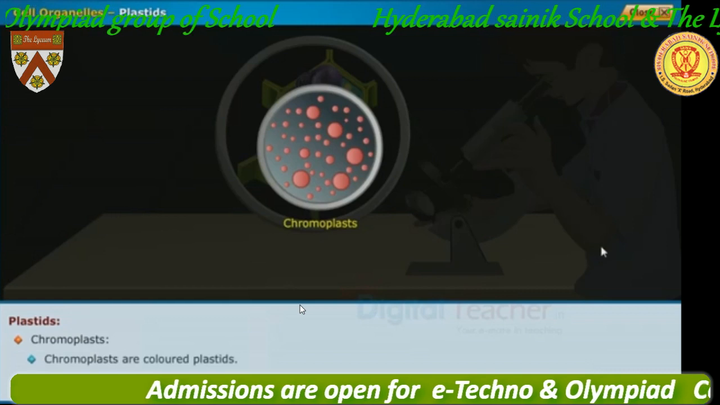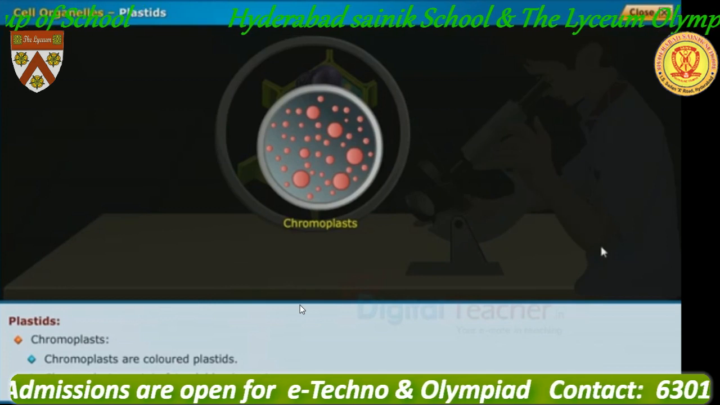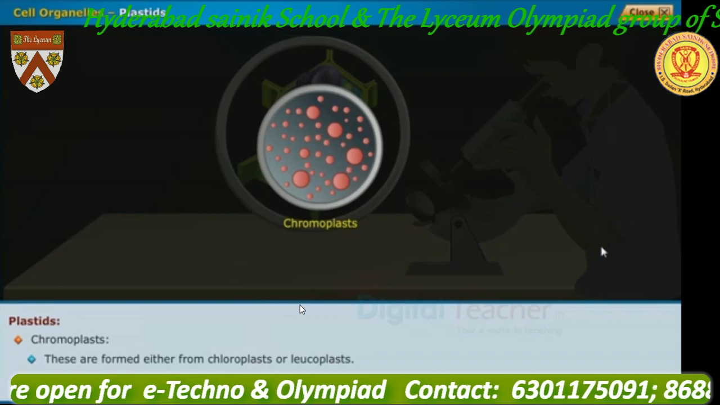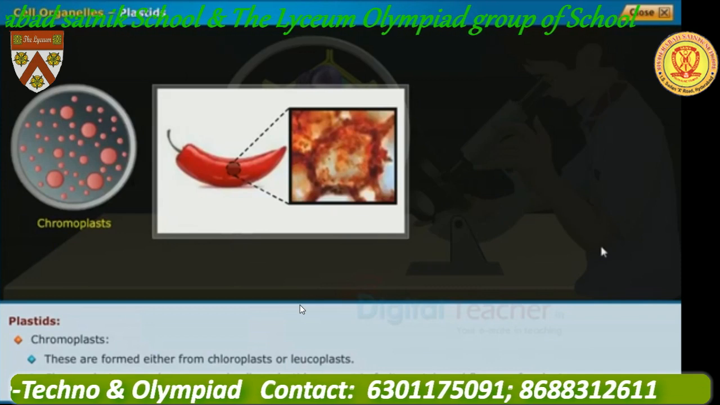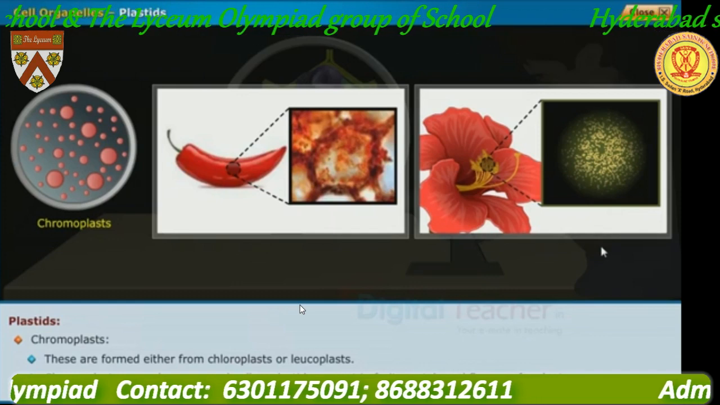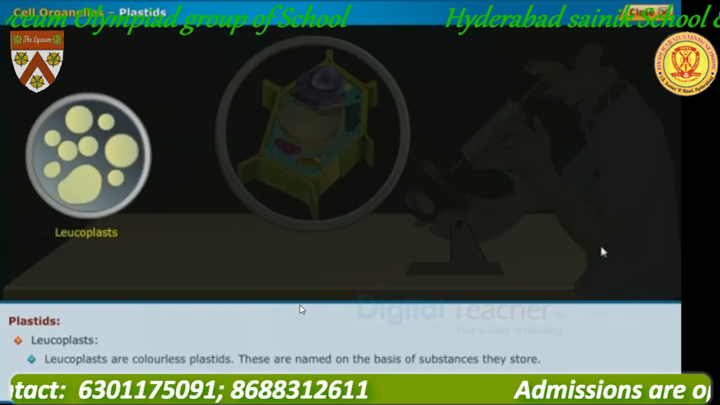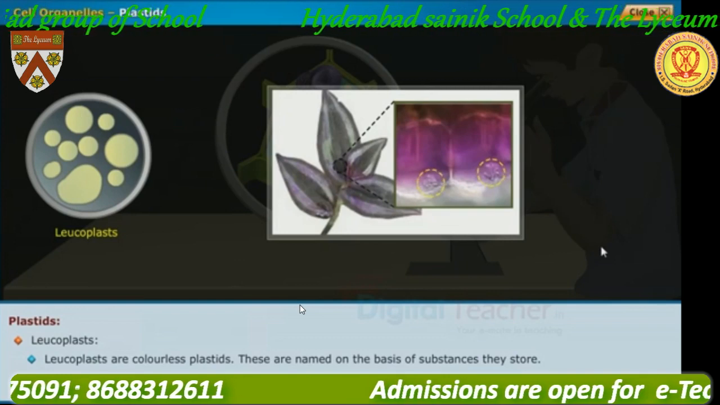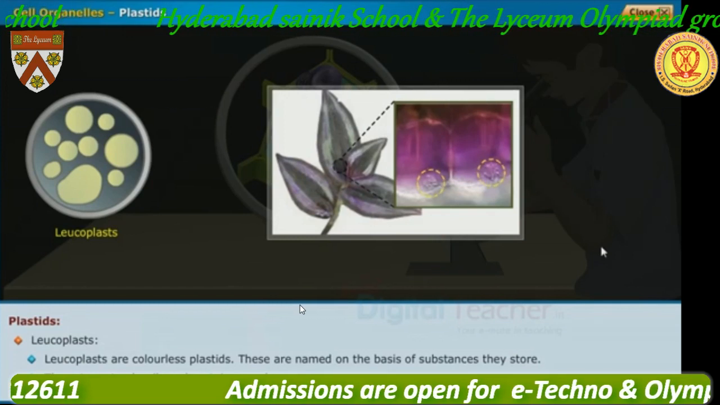Chromoplasts. Chromoplasts are colored plastids. Chromoplasts contain fat-soluble pigments. These are formed either from chloroplasts or leucoplasts. Chromoplasts are red, orange, and yellow plastids present in fruits, petals, and flowers of a plant. Leucoplasts. Leucoplasts are colorless plastids. These are named on the basis of substances they store. They store starch, oils, and protein granules.